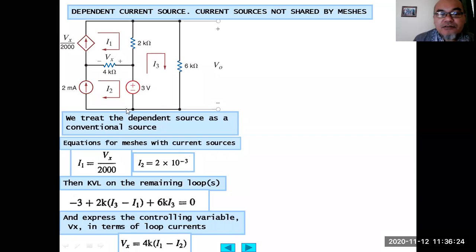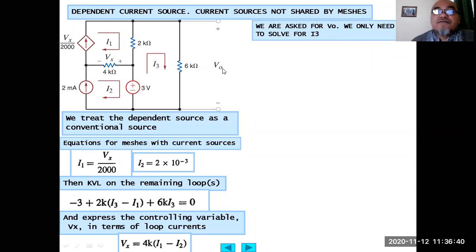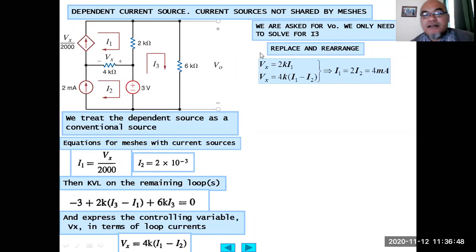And then we express the controlling variable Vx. Where is Vx? Vx here is the voltage across the 4 kilo ohm resistor. So Vx equals 4k times I1 minus I2. Why I1 first? According to the passive sign convention again. We are asked for V output here, so we only need I3. After rearranging, we obtain Vx equals 2 kilo times I1, and Vx also equals 4k times I1 minus I2 here.